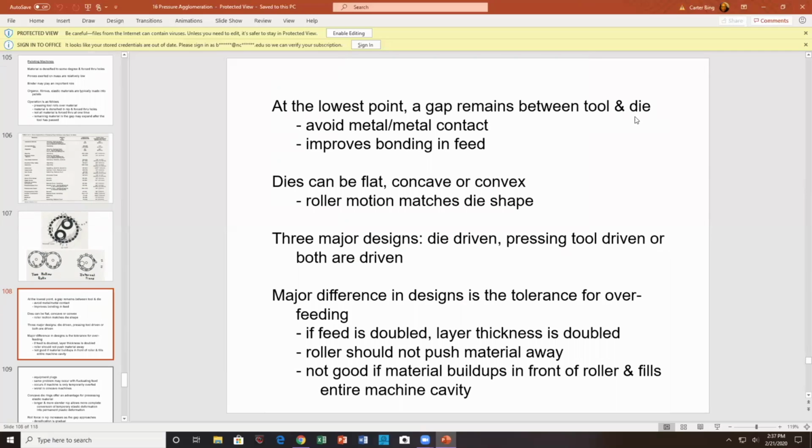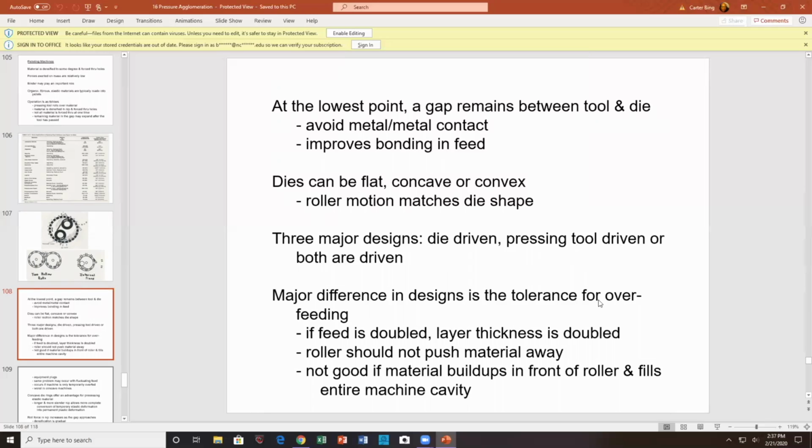Lowest point gap remains between the die and the tool. Avoid metal-metal contact; it improves bonding in the feed. Dies may be flat, concave, or convex. The roller matches the die shape. Die-driven, pressing tool-driven, or both.